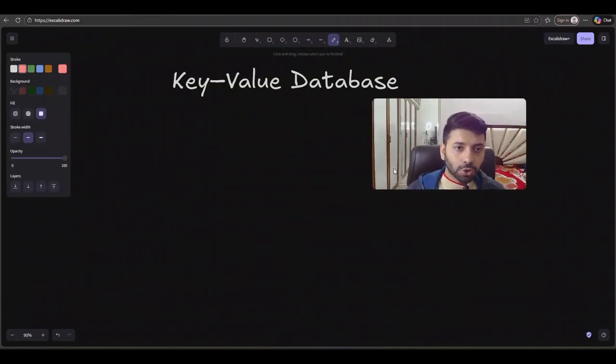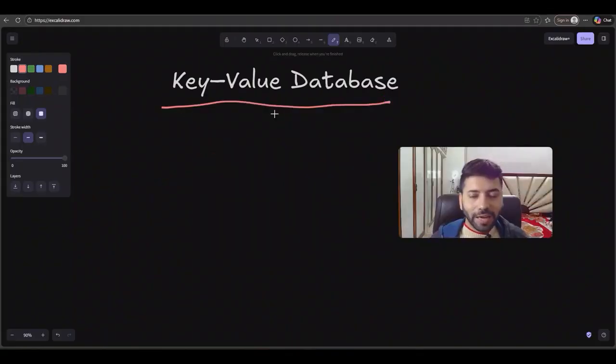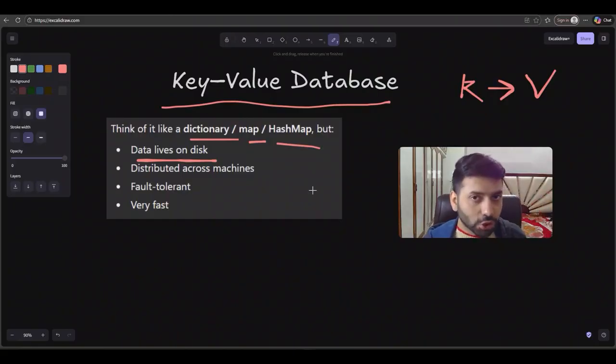And of course the first question that comes to your mind would be, what is a key value database? The basic funda is the key value database will store the data in terms of key and value. So this is the key, and corresponding to this is the value. Okay, so you can think of it as a dictionary or a map or hash map, but the major part is data lives on disk. When you talk about hash map or dictionary, then we know it is not persistent storage, right?